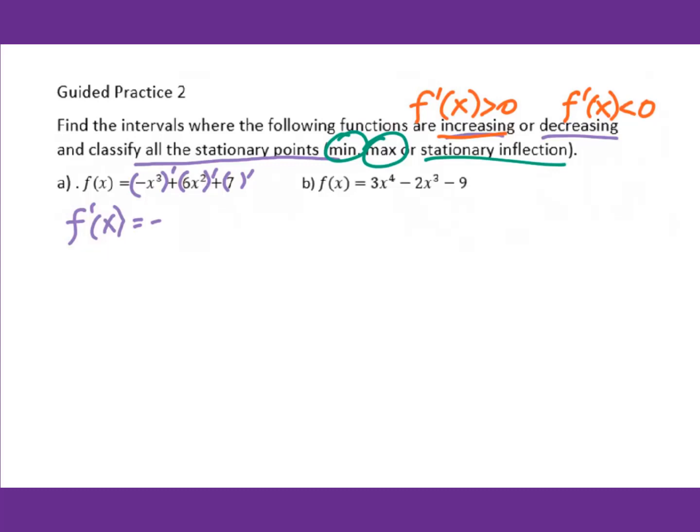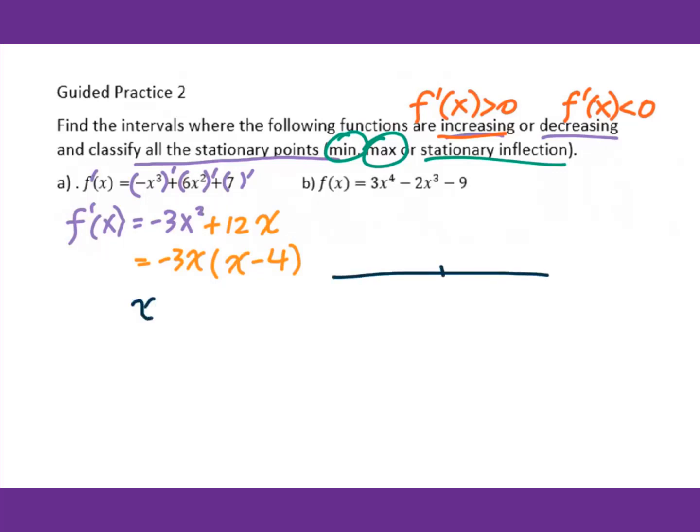You will get negative 3x squared plus 12x. We need to factor this. You will get negative 3x times (x minus 4). Then we draw the sign diagram. First of all, you have to get the roots. x1 equals 0, x2 equals 4. So 0, here's 4.